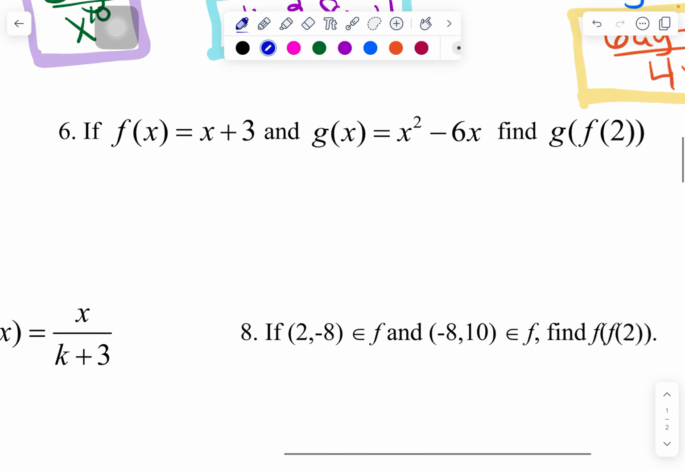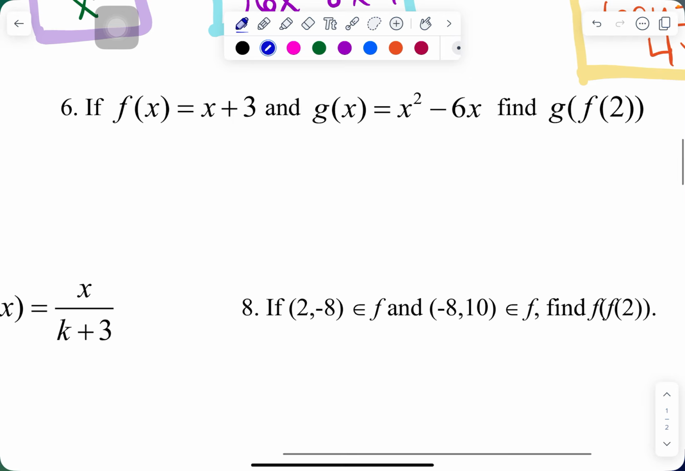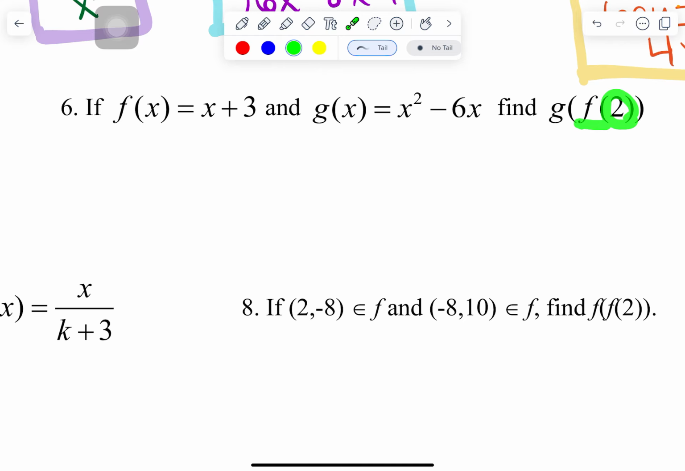Number 6, all right, we've got a composite function here. We're going to take 2, put it in the f function. So here's my f function. I'm going to get that answer. And then once I know that answer, I'm going to put it in the g function. Hey, look, there's the g function. So first thing we're going to do is find f of 2.